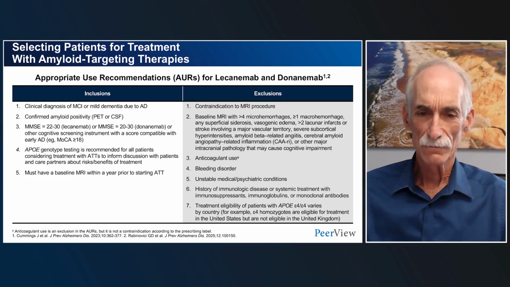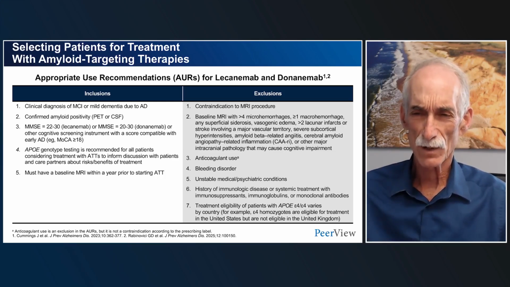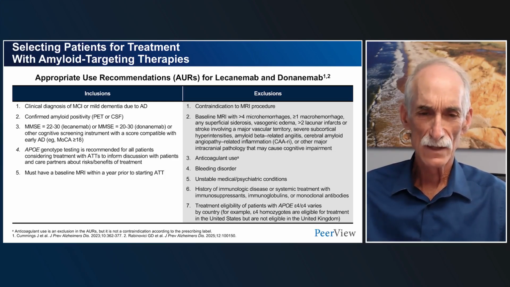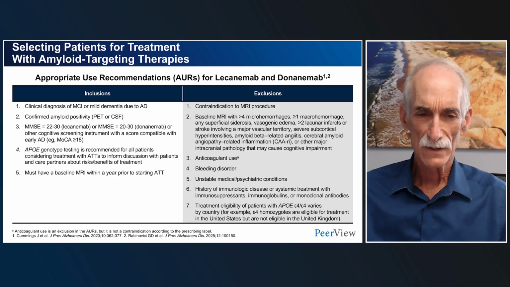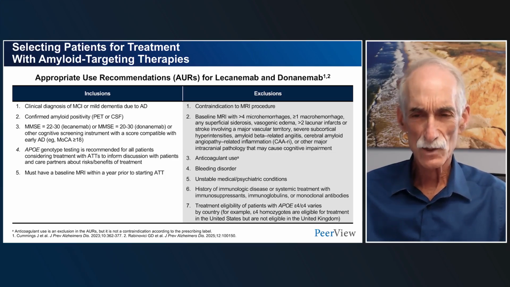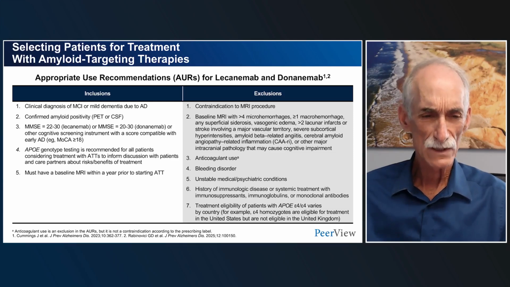Now, it's really critical to select patients that are most likely to benefit from treatment and also have a favorable risk profile. And this involves a shared decision-making process with the patient and the family. As you know, there are two drugs approved that lower amyloid plaques in the brain. They're designed and approved for people with early Alzheimer's disease, either mild cognitive impairment or mild dementia. They have confirmed amyloid pathology. There's an MMSE range, depending on the drug, from 20 to 30.